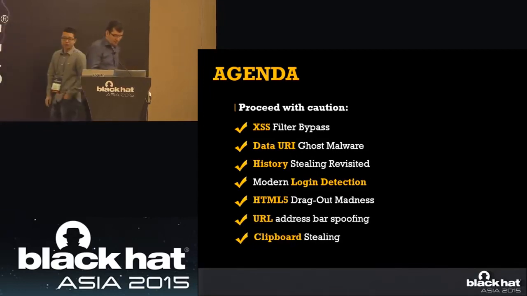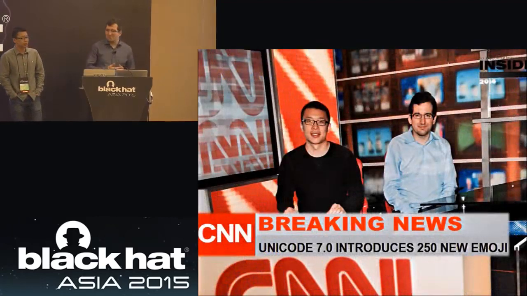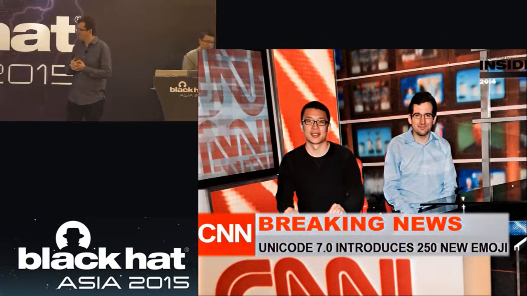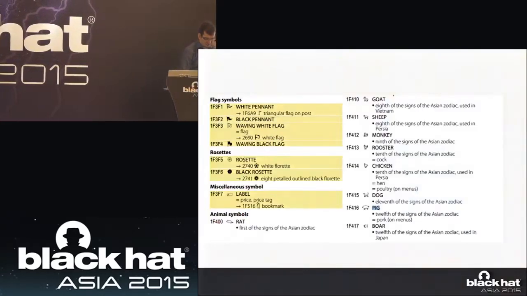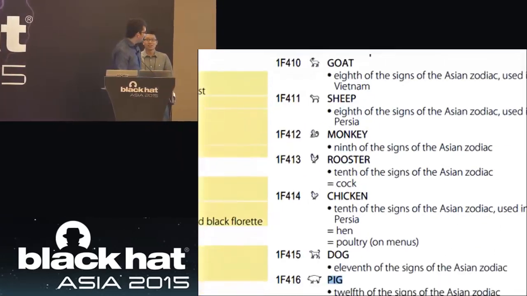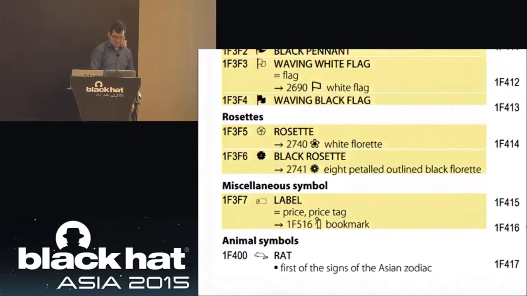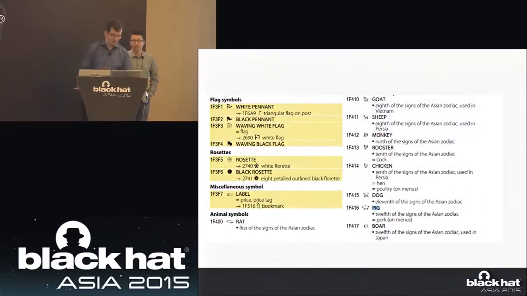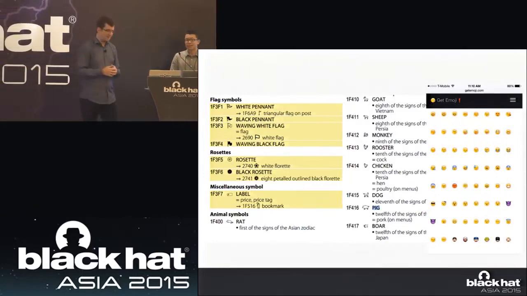All right. So the first thing we're going to talk about is, quite an announcement, which is Unicode 7.0, breaking news, introduced 250 new emojis. What that means for you is, you can have a chicken emoji, which is represented as 1F414. There's the dog, there's the pig, there's a rat. So there's all these funky looking characters that are nothing but Unicode pairs. On the iPhone, they look a little bit better. They look like that, right?